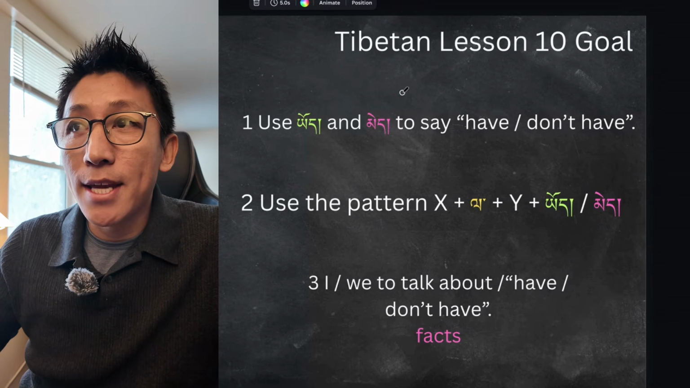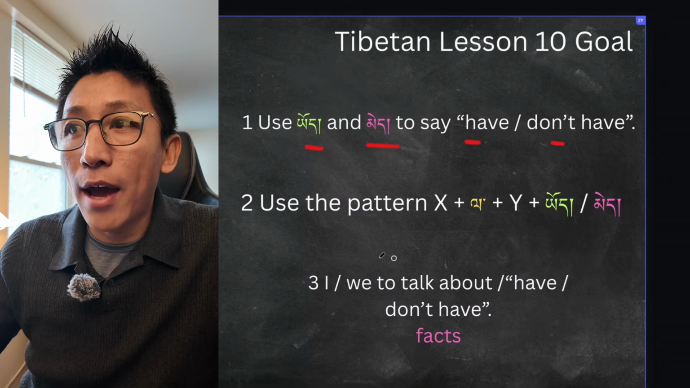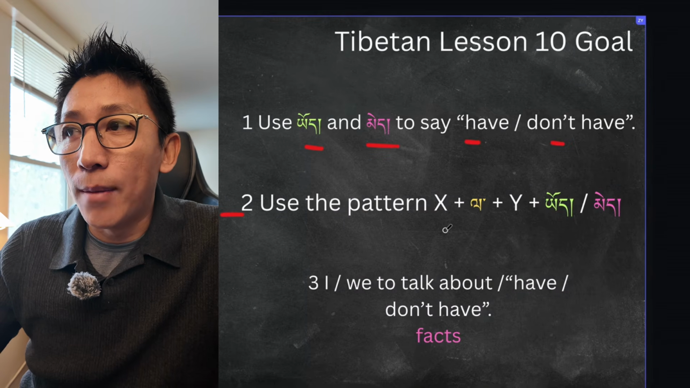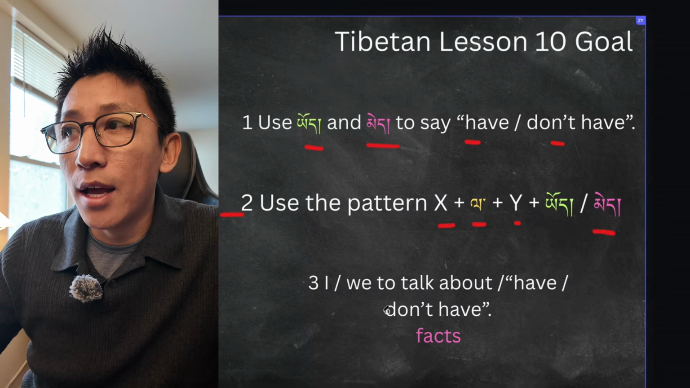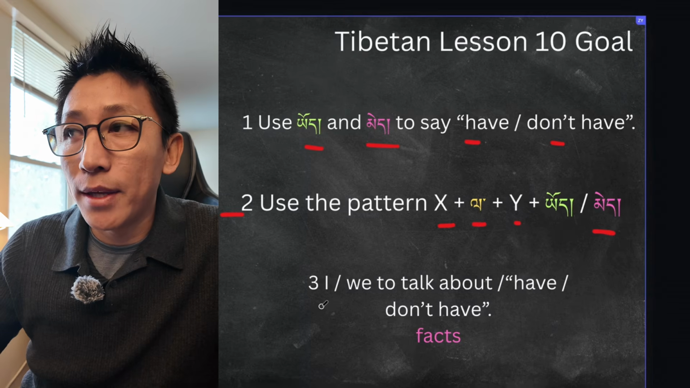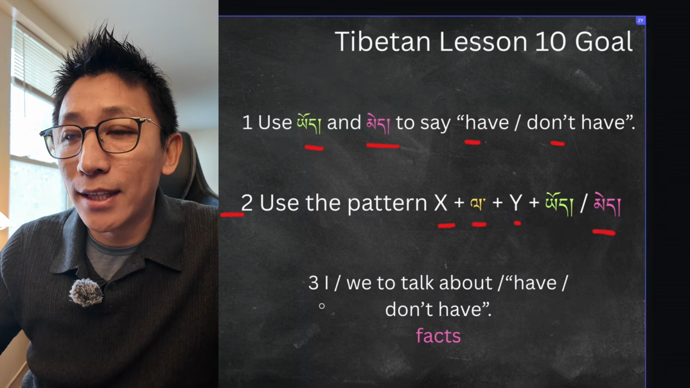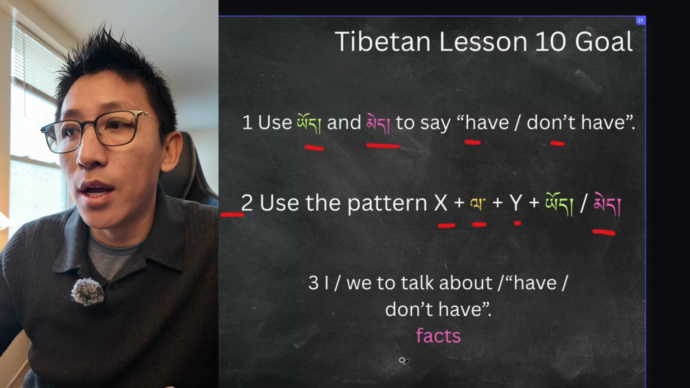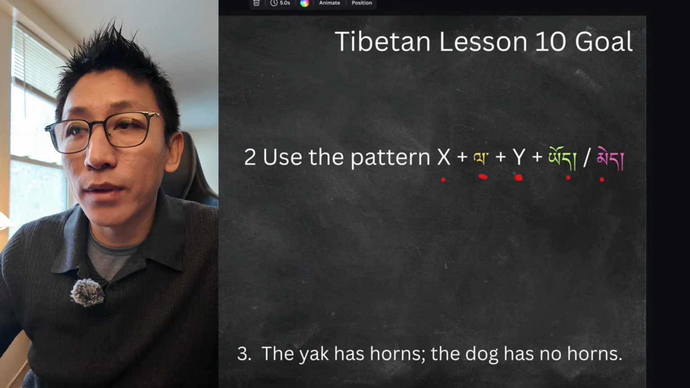So Tibetan Lesson 10 goal is to learn "yu" and "me", how to say have and don't have. We also use structure patterns like this, X plus "la" and Y, with "yu" and "me". And we can also learn sentence structures in the first person as well as fact sentences, using "yu" and "me".